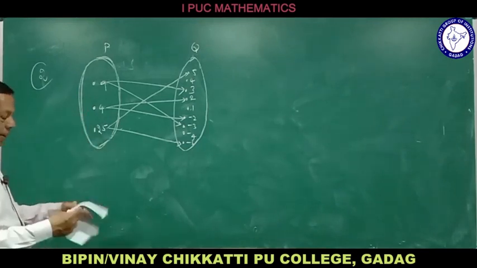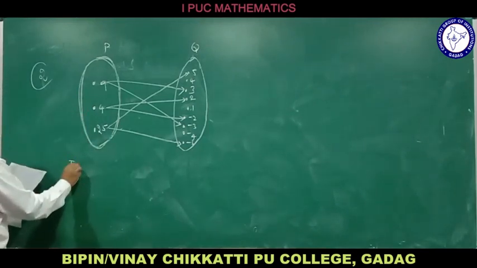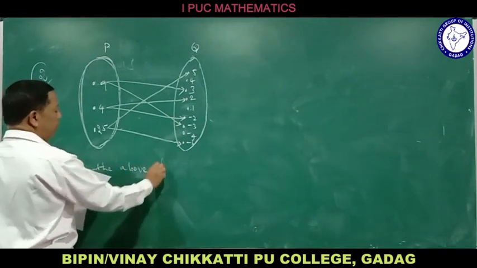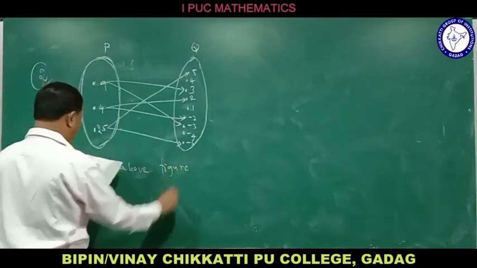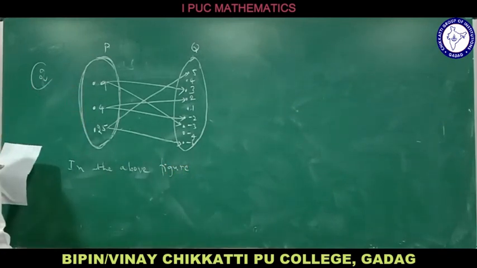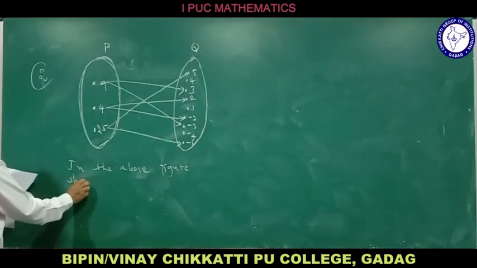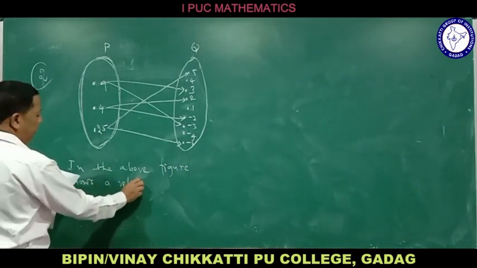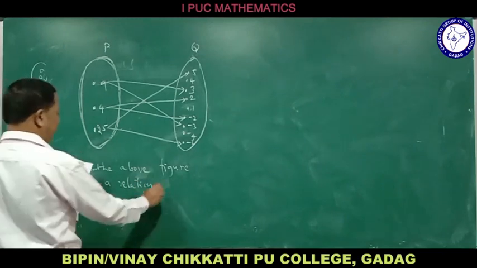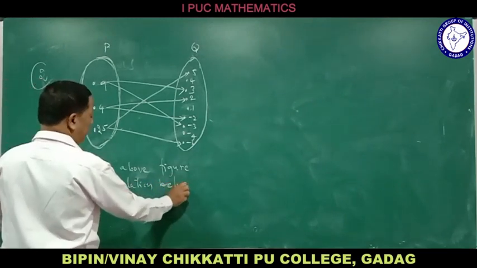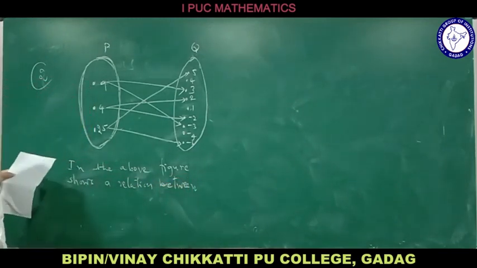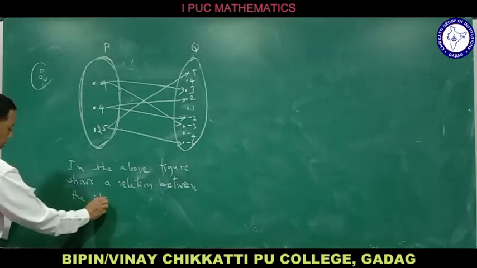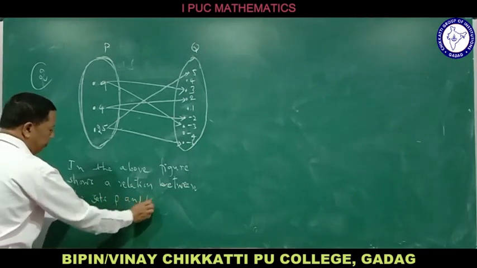I hope you have understood what is the case. Now this diagram is given. The question is, in the above figure, look, this is not the answer here. In the above figure, what does it show? A relation between the sets P and Q.